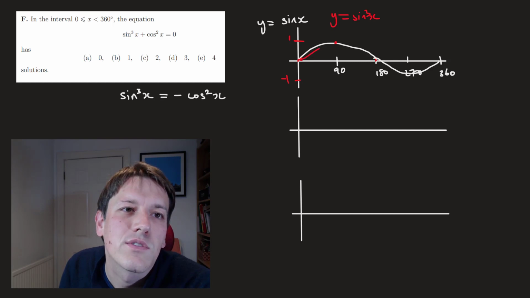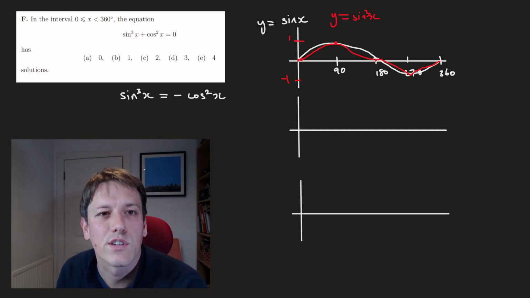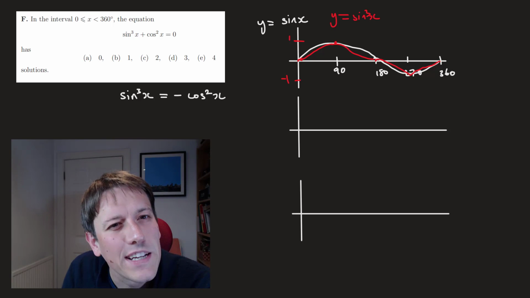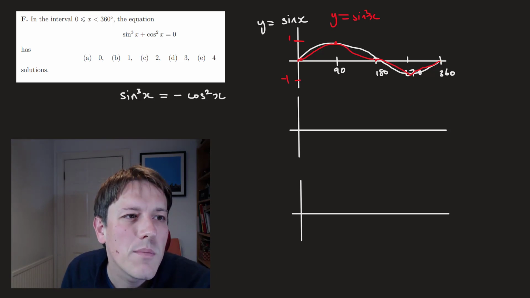It's going to be similar-ish to sine. It's just still going to get to 0 and 1. It's going to have a slightly strange shaped curve in between. You could look at it on a graphing software if you really want to know what it looks like. But actually, this is enough detail for me to answer this question, and you'll see why in a second.